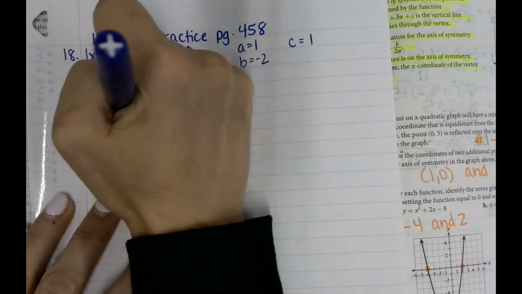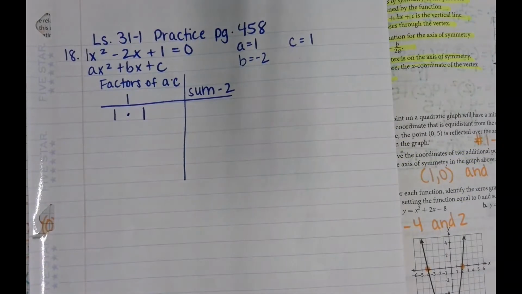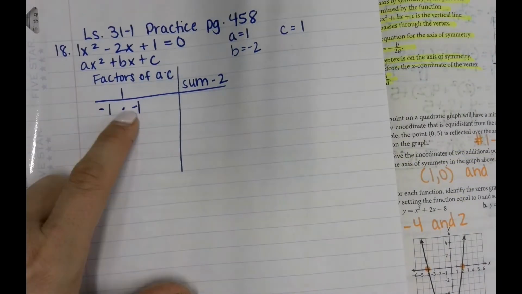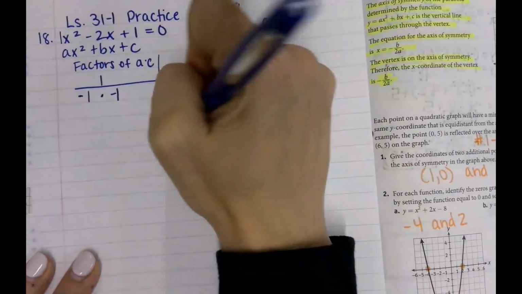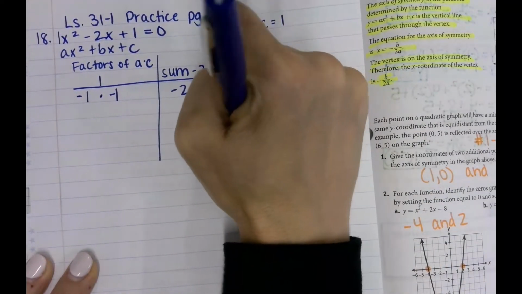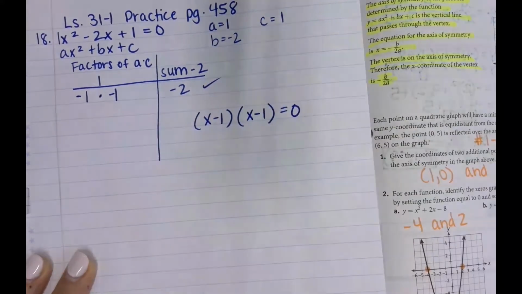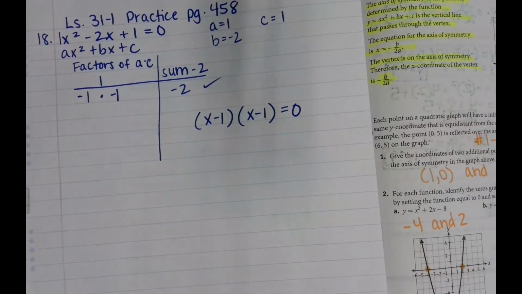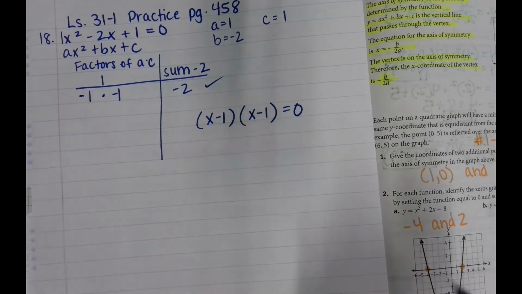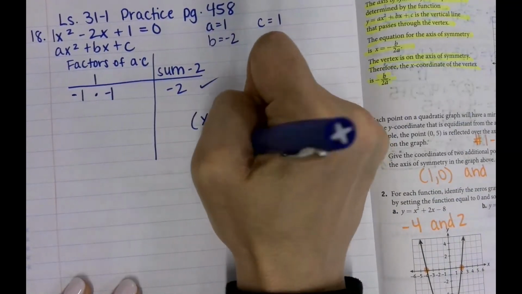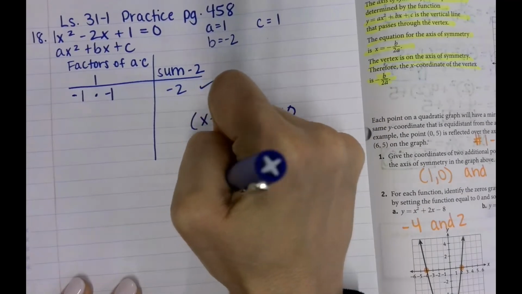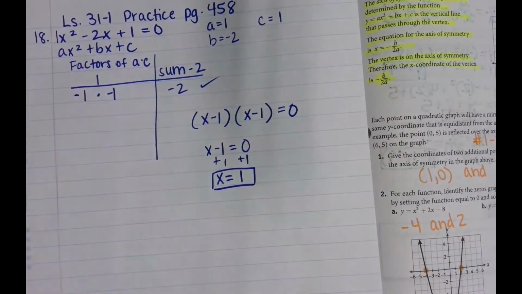So I know 1 times 1 is a factor of 1. But that adds up to +2. So if I change these, -1 times -1 equals +1 and -1 plus -1 equals -2. So then that would be x minus 1 times x minus 1 equals 0. And then they're both this exact same, so I only need to write them once. Add 1 to both sides, x equals 1 would be our solution.